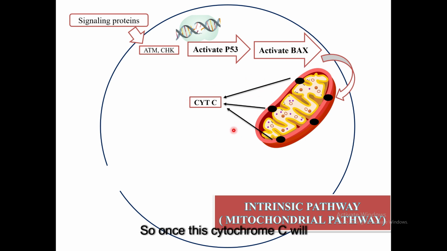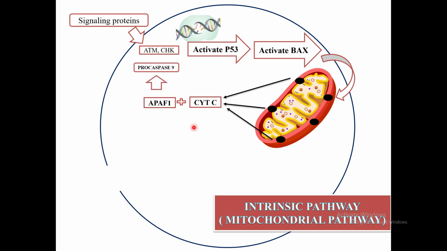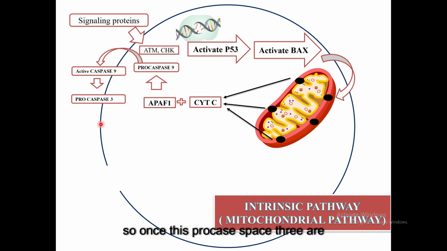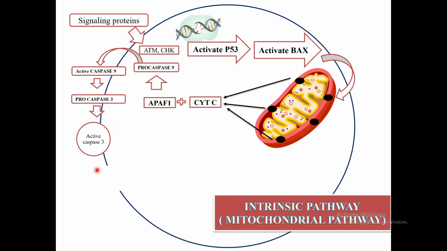Once this cytochrome C comes out in the cytosol, it will pair with another protein known as the apoptosis protein. So the apoptosis protein and cytochrome C pair together and activate another protein known as procaspase 9. Once this procaspase 9 is formed, it will convert into active caspase 9. Active caspase 9 will activate another protein known as procaspase 3. Once procaspase 3 is activated, it will convert into active caspase 3. So this active caspase 3 will play a major role in the intrinsic pathway.